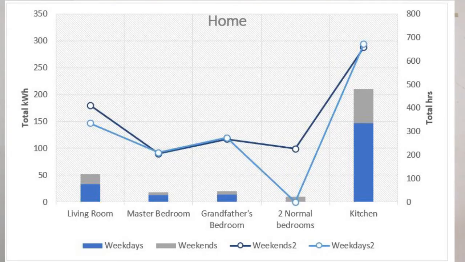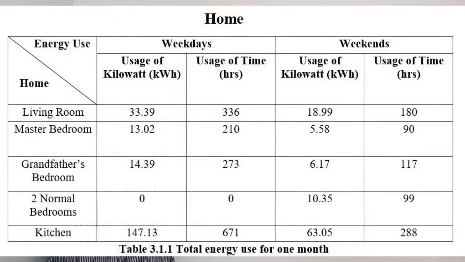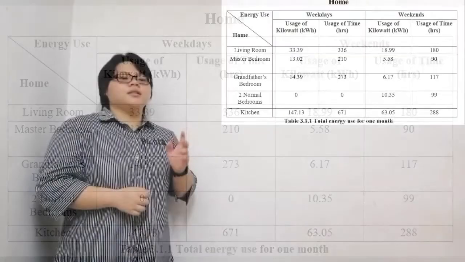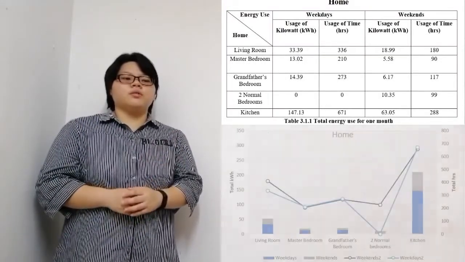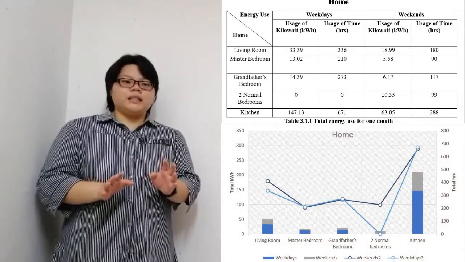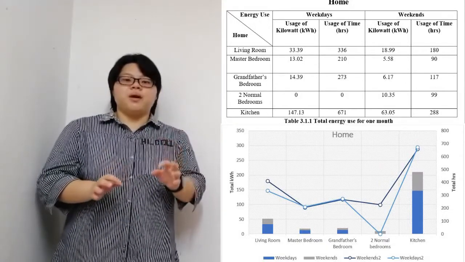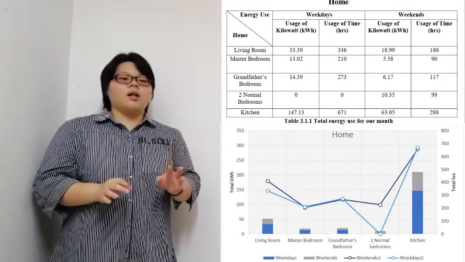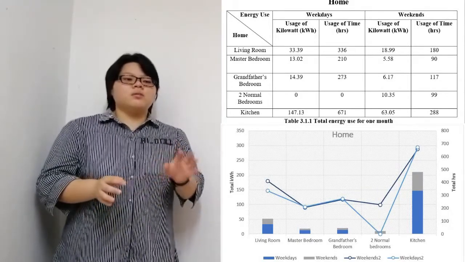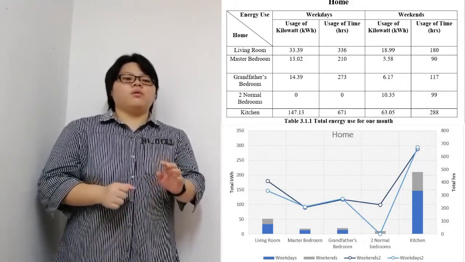The total usage of time at the kitchen is 672 hours for the weekdays, while for the weekends they use 288 hours. Conversely, the lowest energy used for weekdays is the 2 normal bedrooms. There is no usage of kilowatt and time. While for the weekends, the lowest energy used is the master bedroom. There is 5 kilowatt hour and 90 hours used by the master bedroom for the weekends per month.